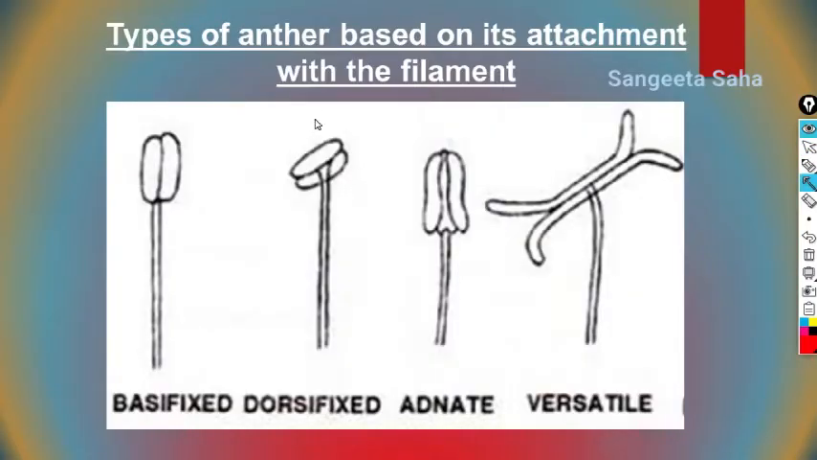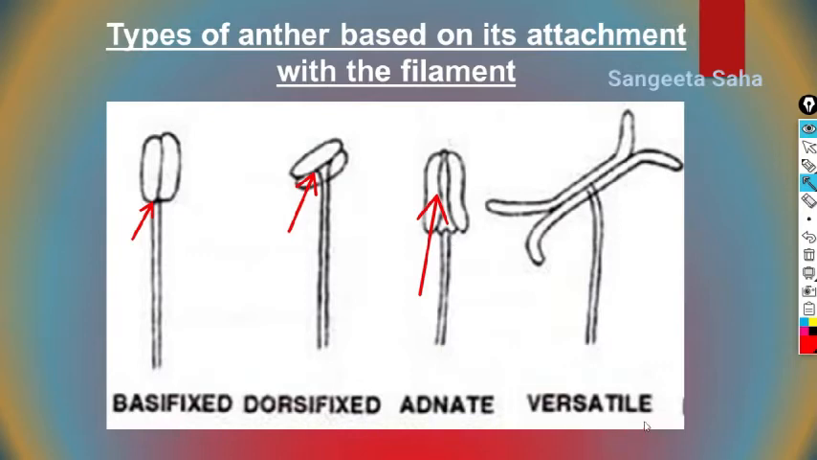Now, anthers can further be classified into different types based on their attachment with the filament. Here you can see the filament is attached to the basal part of the anther, and this is known as basifixed. Next, when the filament is attached to the dorsal side of the anther, it is said to be dorsifixed. Here, you can see that the filament runs throughout the anther. This is known as adnate.